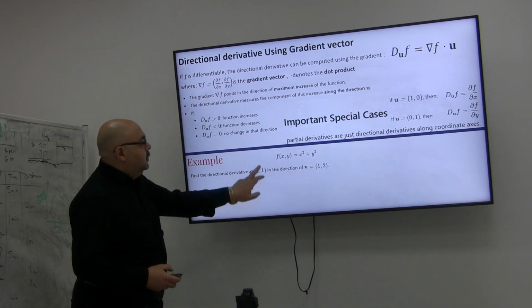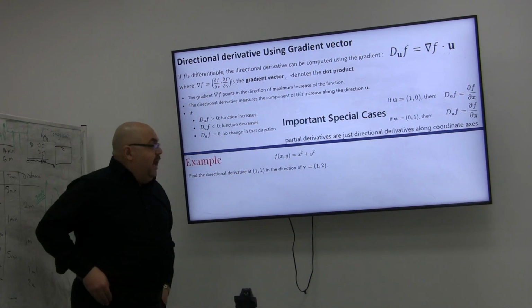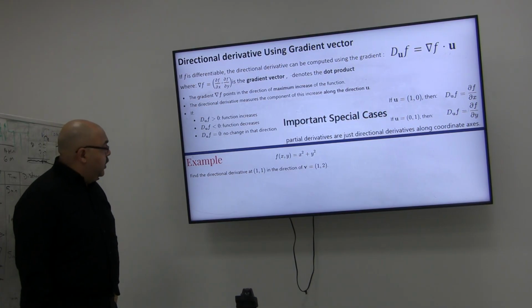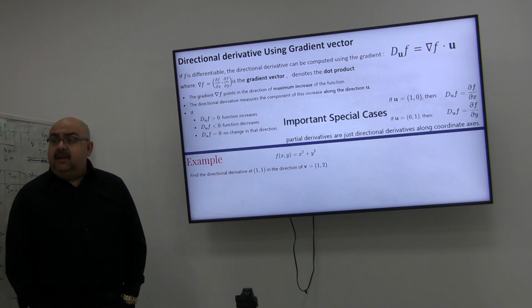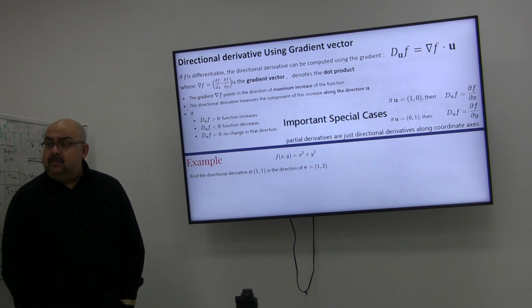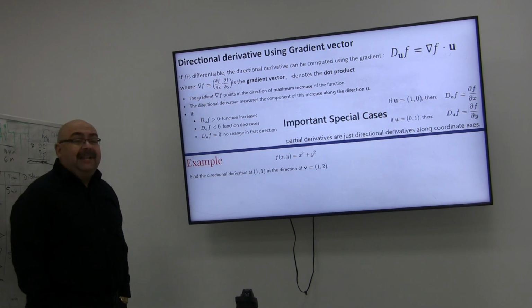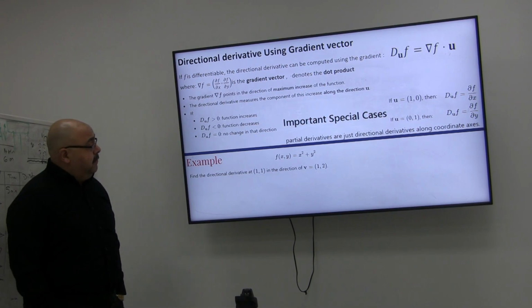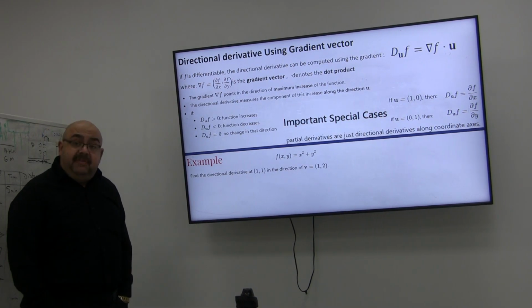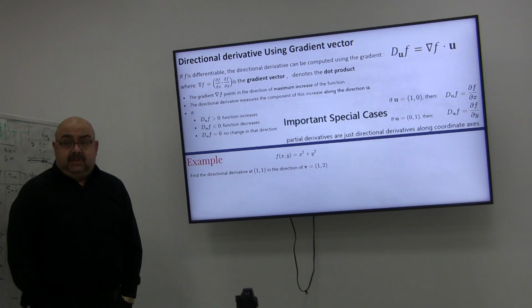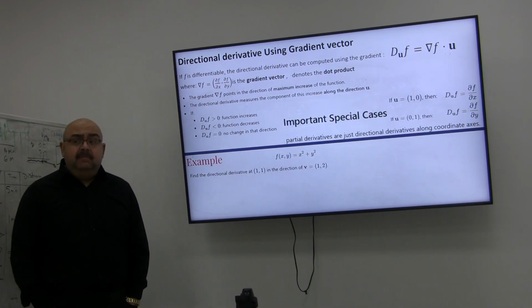Okay, let's stop at this problem. I have a function f which is x squared y squared. I want to find, pay attention, this is one of the questions that can come up in the exam. It says find the directional derivative at a certain point, which is 1 and 1, in the direction of the vector 1 and 2. What do I do? It's really a very simple problem.